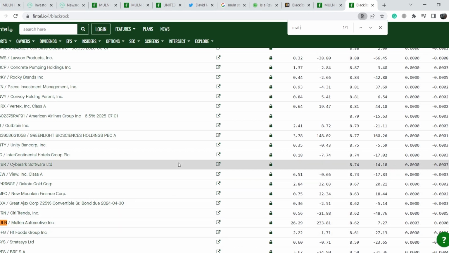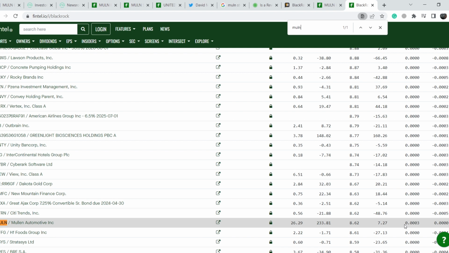But let me show you this. This is the list of the entire, let me show you where it is. So this is the list of the ownership of BlackRock, and if you try to find Mullen, right here you can see that they own 0.0003% of their entire portfolio in Mullen. And this means, in other words, for example, if you have $1 million to invest, the position in Mullen would be $3. So it is ridiculous that they have just this tiny position compared to their entire portfolio, and this means you cannot rely on this position as the potential bullish catalyst for Mullen.